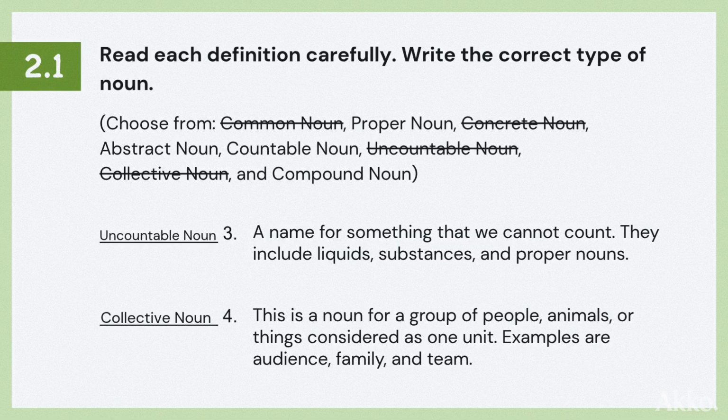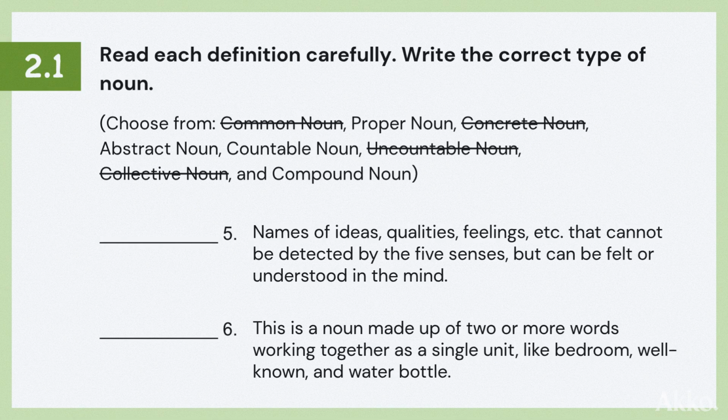That's correct. Number 5, names of ideas, qualities, feelings that cannot be detected by the 5 senses, but can be felt or understood in the mind. This is abstract noun. Number 6, this is a noun made up of 2 or more words working together as a single unit, like bedroom, well-known, and water bottle. Compound noun is the right answer.